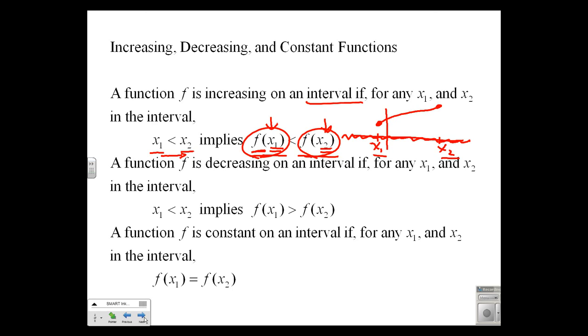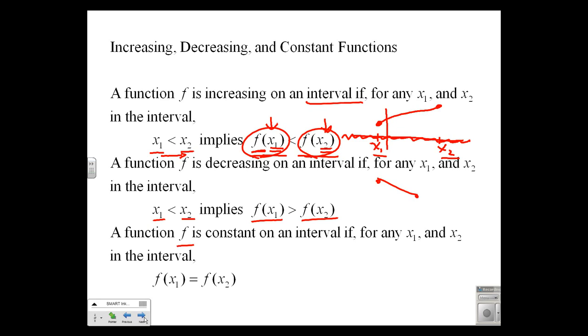It says if I have a point to the left of another point, and the height of the point on the left is bigger than the height of the point on the right, then the function's going down. Pretty simple, but that's why learning how to read math becomes pretty important. Things can sound a lot more confusing than they are.